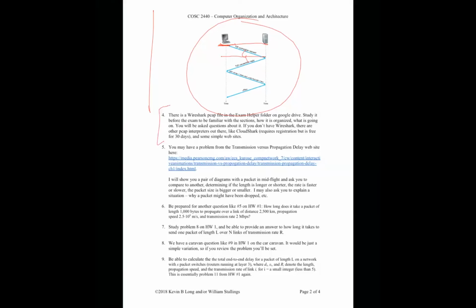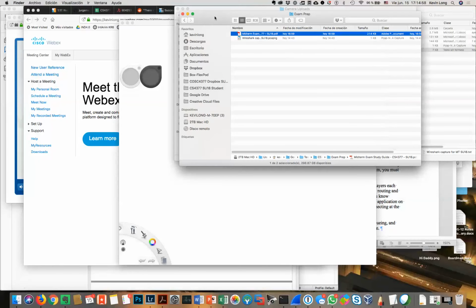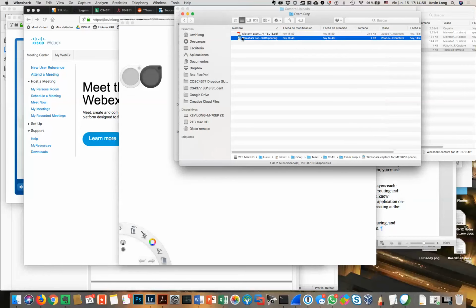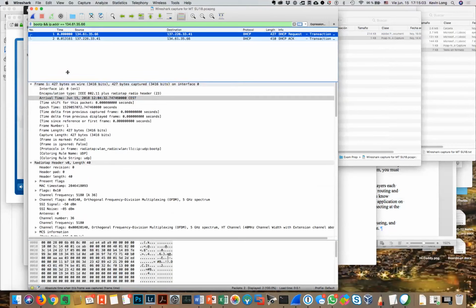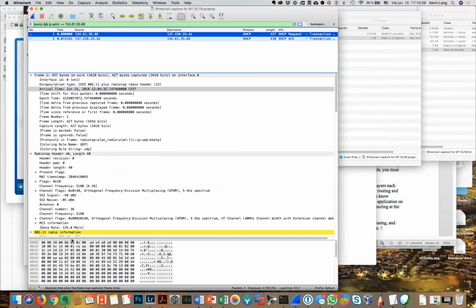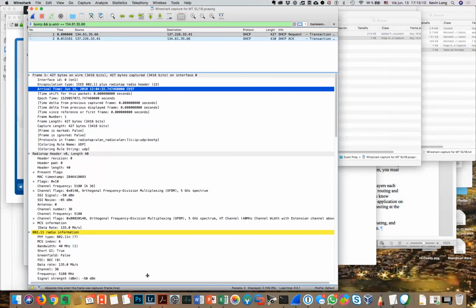Okay, there's a Wireshark PCAP file in the exam helper folder. So what I'm going to do now is share my screen. And let's see if I can go over to this folder and open this up. So I'm going to double click on it, and it's going to open it up in Wireshark. There are other PCAP readers out there on the internet. This part down here is usually not important, so I'm going to hide it.